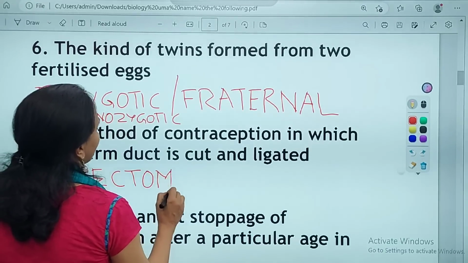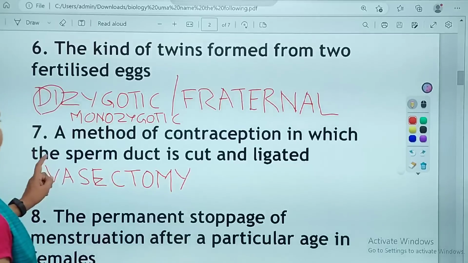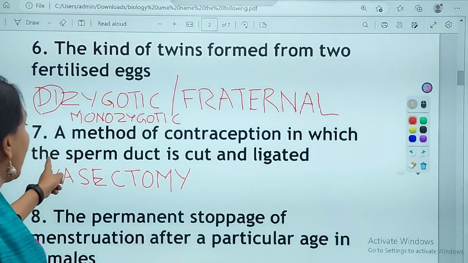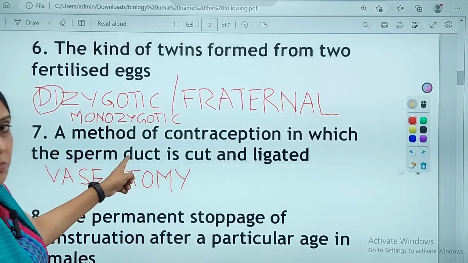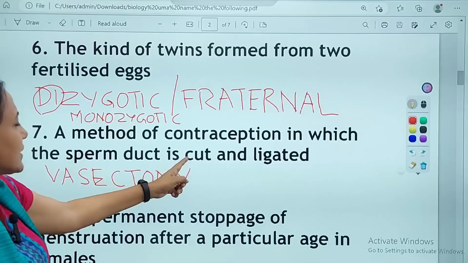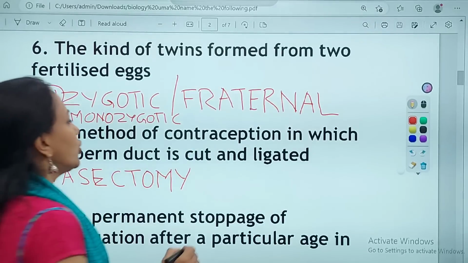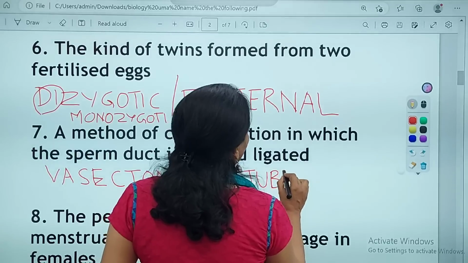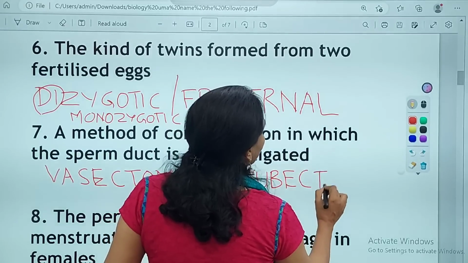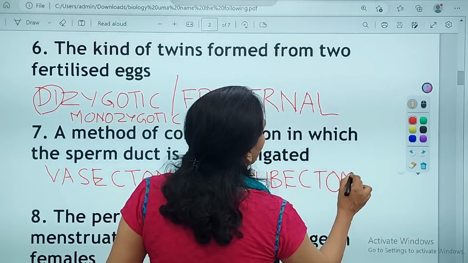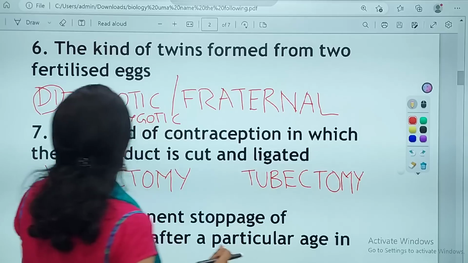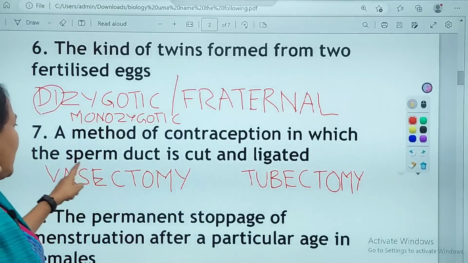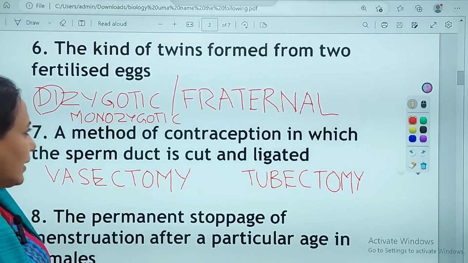V-A-S-E-C-T-O-M-Y, vasectomy. If the question had been turned to say a method of contraception in which the fallopian tube, which is part of the female reproductive system, is cut and ligated, that is called tubectomy. Tubectomy is not the answer in this case. Let me just clarify, that is called tubectomy if the question had been about the fallopian tube being cut and ligated. In this case, it is vasectomy when the sperm duct is cut and ligated.